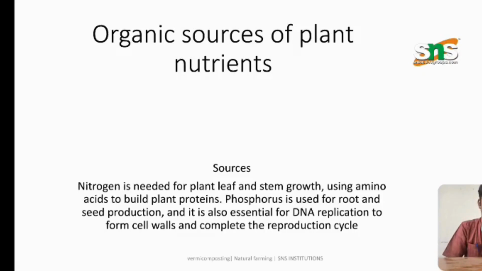It is nothing but an organic source of plant nutrients. Nitrogen is needed for plant stem growth and for using amino acids to build plant nutrients. Phosphorus is used for root and seed production, and it is also essential for DNA applications, to form cell walls, and to complete the reproduction cycle.